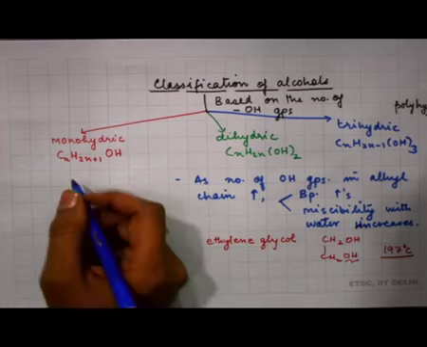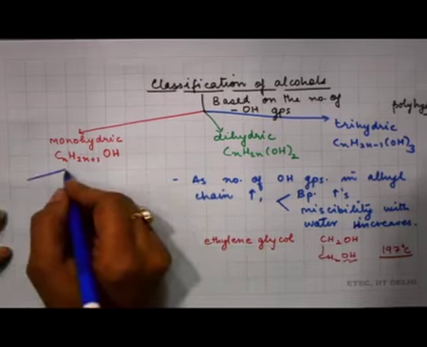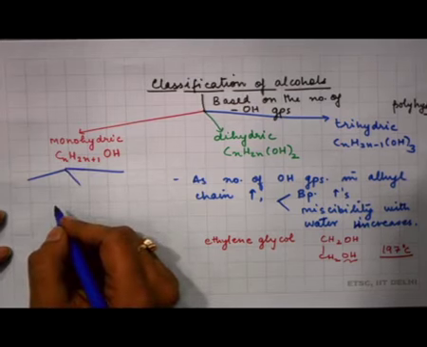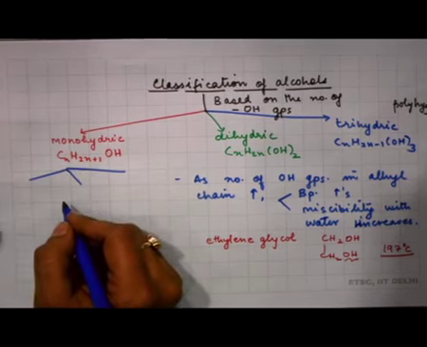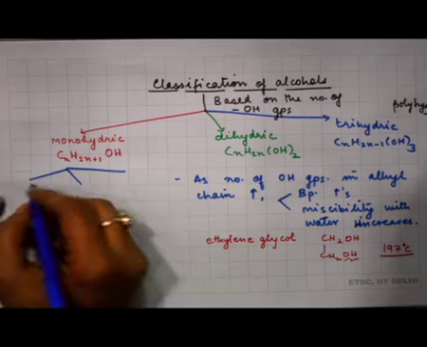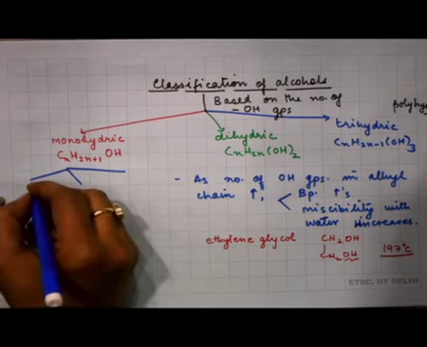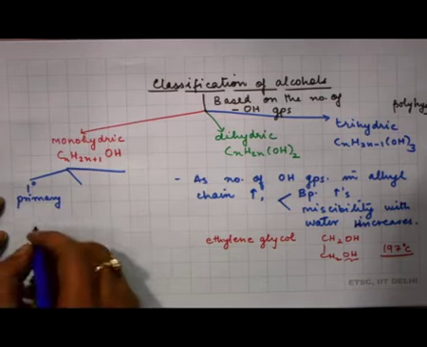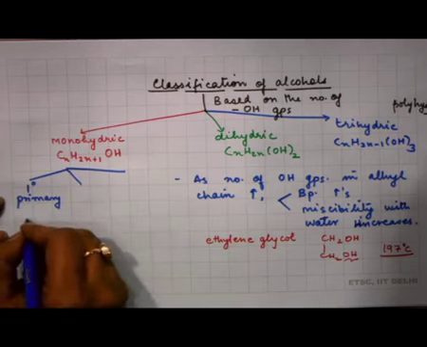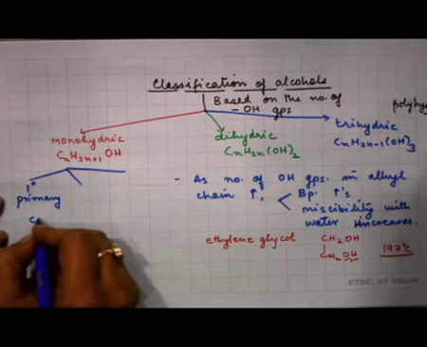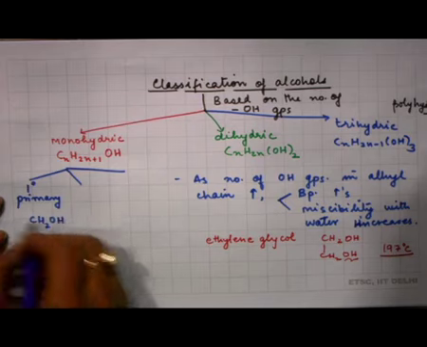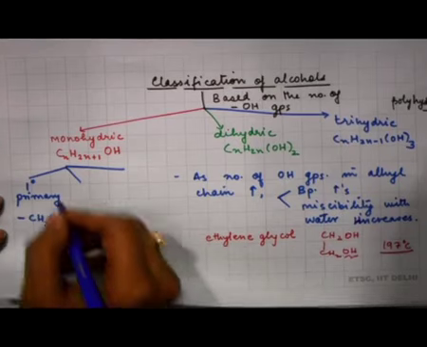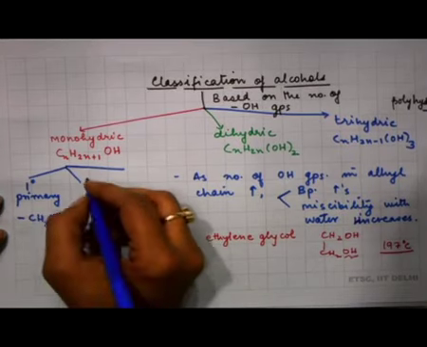Okay, so, in the monohydric alcohols, we have a further subclassification. All those hydrocarbons bearing one hydroxyl can further be classified as a 1 degree or a primary alcohol, which means that the hydroxyl group is attached to a carbon which is monosubstituted. So, we have a monosubstituted carbon to which the hydroxyl is attached; it is called a primary alcohol.